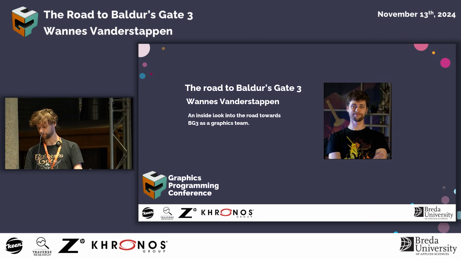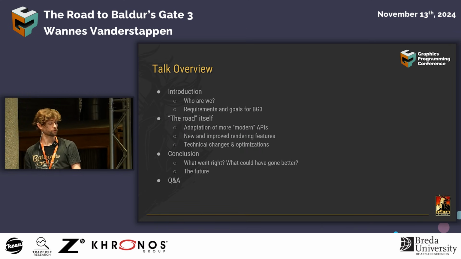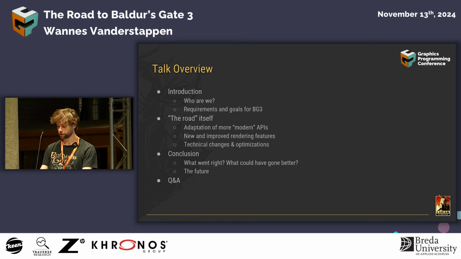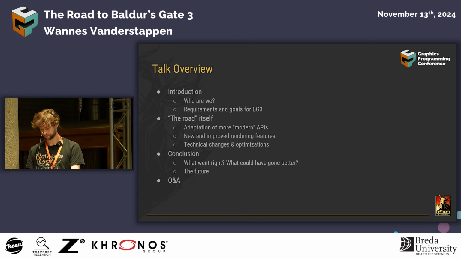So in this presentation, I will be looking back at our entire development cycle, and I hope that it will provide some insights. So, talk overview. First, short introduction. Who are we? Then I'll go over the requirements and goals for Baldur's Gate 3. Then I'll talk about the road itself. So first, the adaptation of the more modern APIs, then new and improved rendering features, then technical changes and optimizations, and then there will be a conclusion. I'll go over what went right, what could have gone better, and then maybe a small thing about the future as well. And then hopefully there's some time for Q&A.